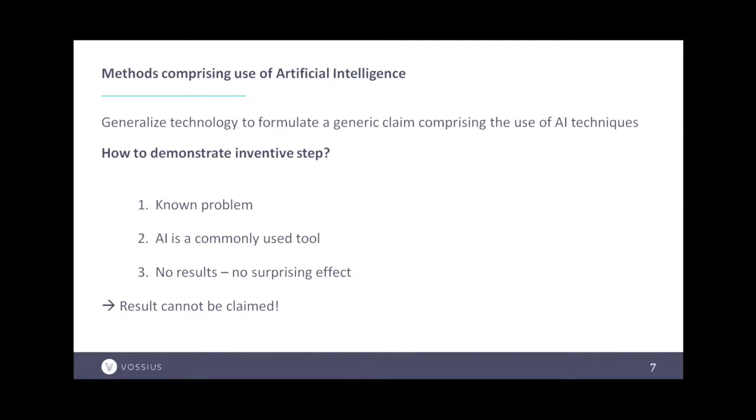And on top of it, you have no result, because the artificial intelligence inherently, like a program that has to learn, becomes better with the more data you have, but you don't have the data at the time you file the patent application. So the question is, how can you show that there's a surprising effect if you have no results and if you're using a known technique?